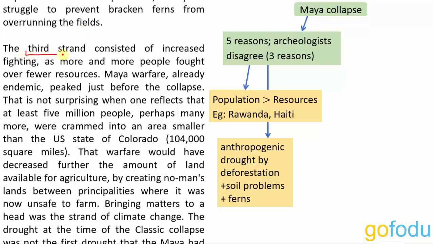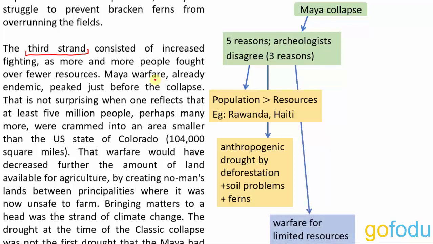The third strand consisted of increased fighting as more and more people fought over fewer resources. This is the third reason for Maya collapse, fighting for limited resources. We will branch out a third block, warfare for limited resources. Here fighting means war and not some fist fight. Read the very next word, Maya warfare. Let's read further. Maya warfare, already endemic, peaked just before the collapse.